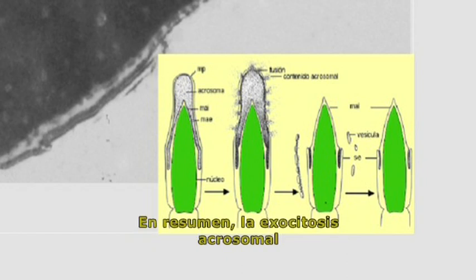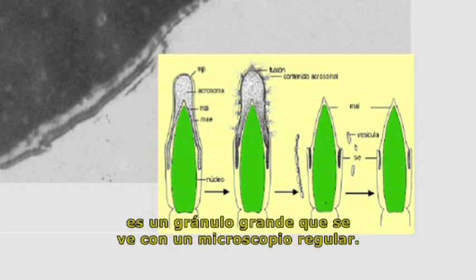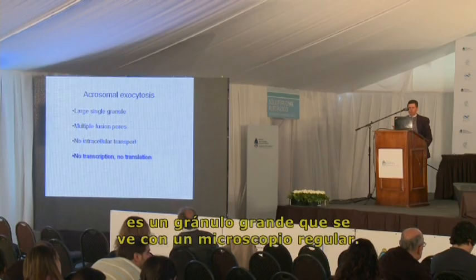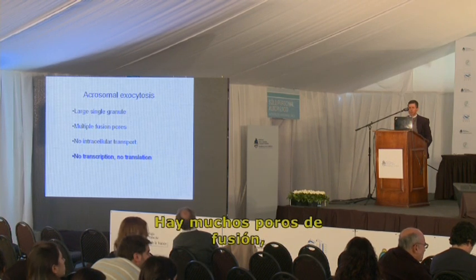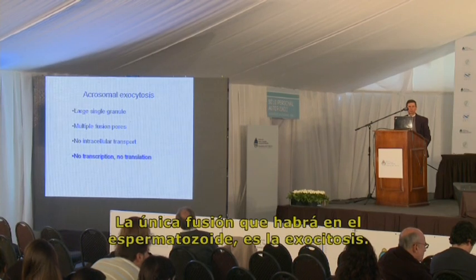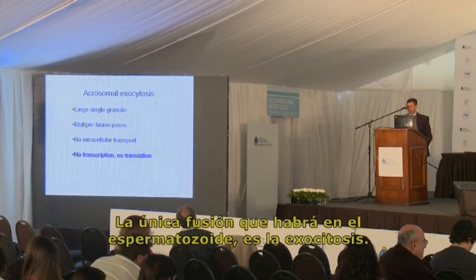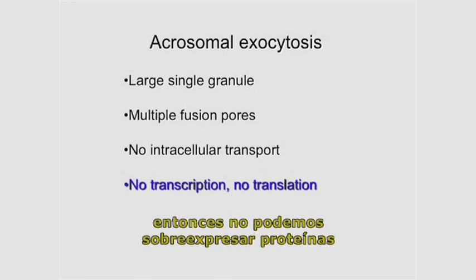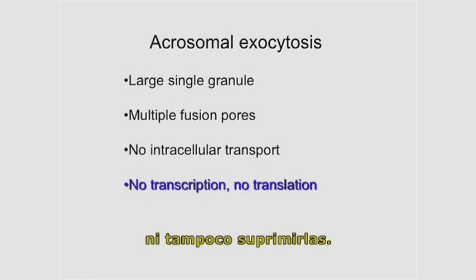So as a summary, acrosomal exocytosis means it's just a single, very large granule that you can see in a regular microscope. There are a lot of fusion pores. There is no intracellular transport. So the only fusion event that will occur in the sperm is this exocytosis. And there is a problem. There is no transcription or translation. So we cannot overexpress proteins. We cannot knock down proteins.